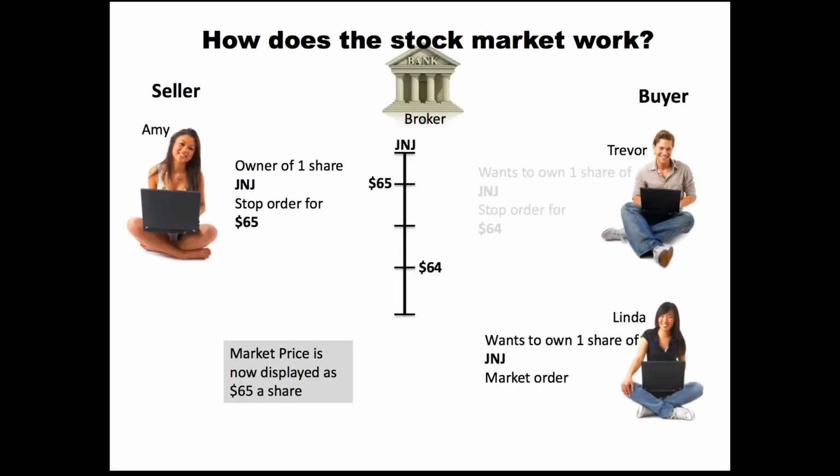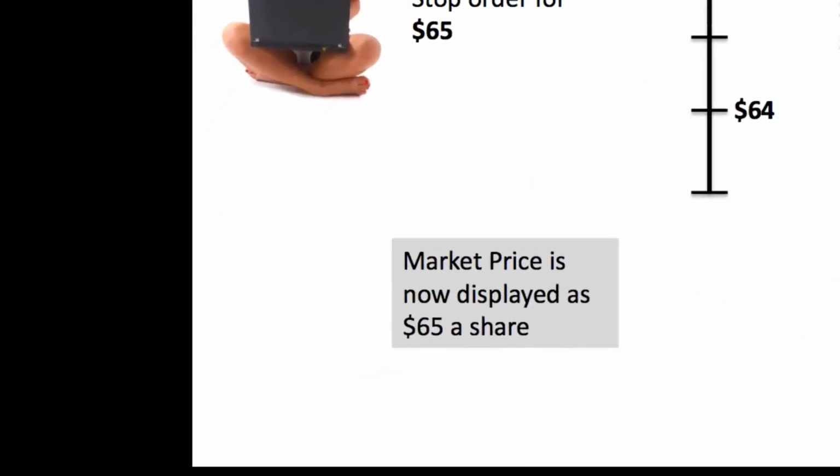Now let's look at this from the opposite perspective. Let's say that Amy is the only seller out there and she's offering to sell her one share. And Trevor's a buyer, and now we have Linda who's a buyer. Okay, Trevor has the stop order in for $64, which is not the price that Amy's willing to sell the share for. But now Linda comes along and she puts in a market order. So Linda's like, I don't care what price I can buy this at. Whatever seller is willing to sell it to me for, that's what I'll buy it for. And so Linda then executes the share at $65, and now the market price moves to $65.